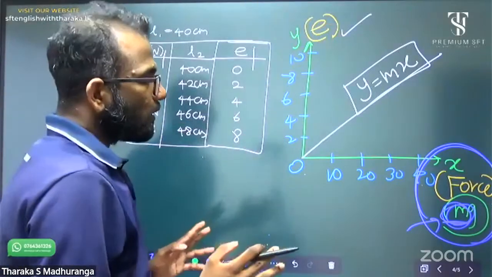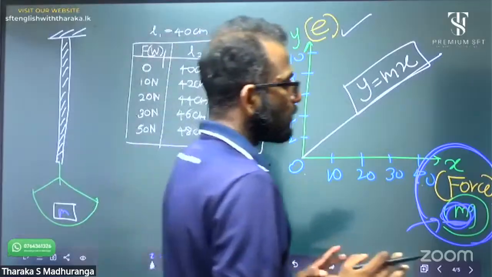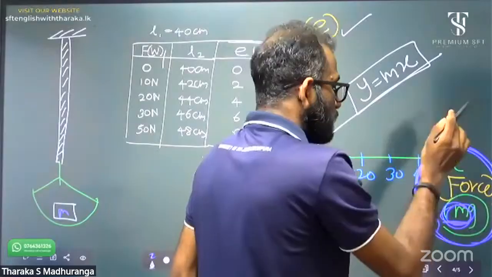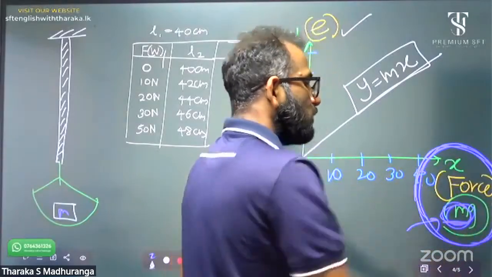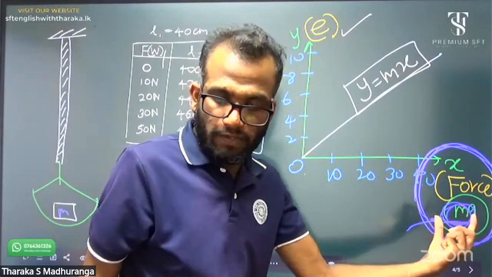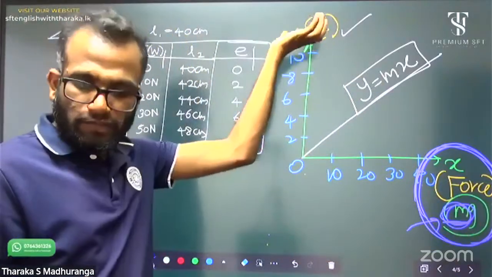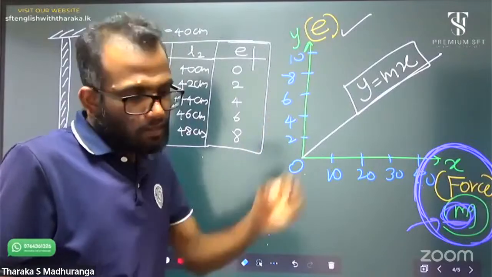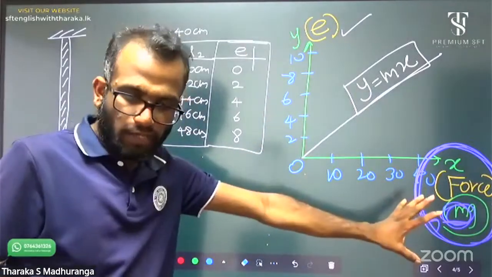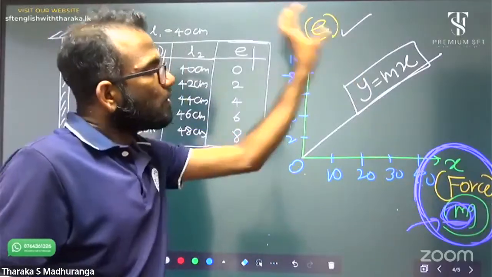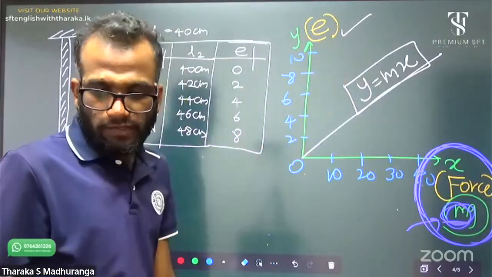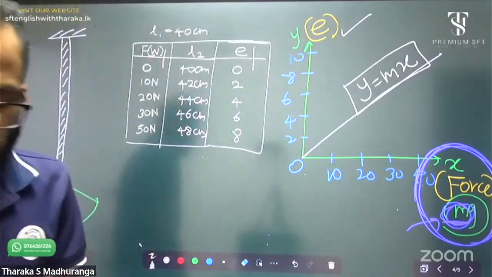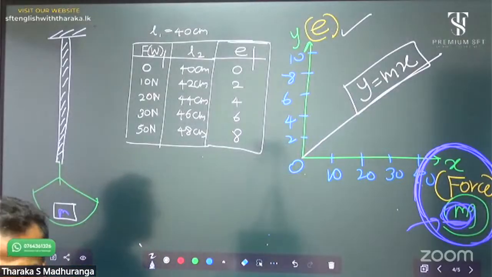In this type of experiment, the independent factor, the one we change, is always on the x-axis, and the dependent factor is always on the y-axis. Think of it this way: the one we change is on the x-axis, and the one that changes automatically is on the y-axis. That's a rule, the theory of any experiment.